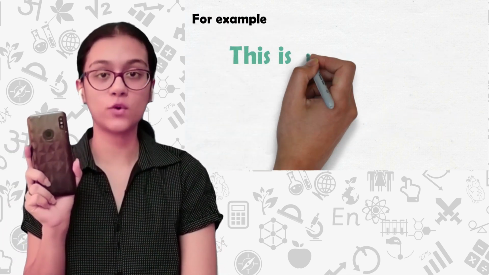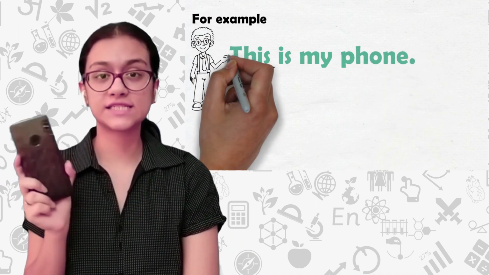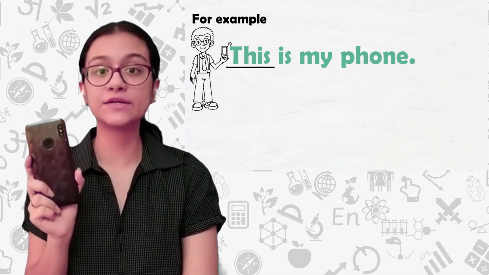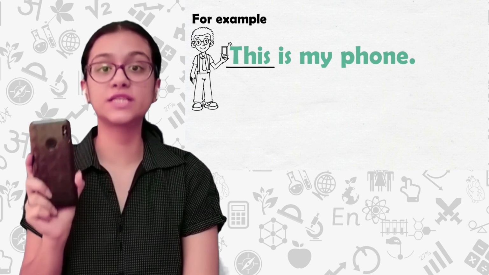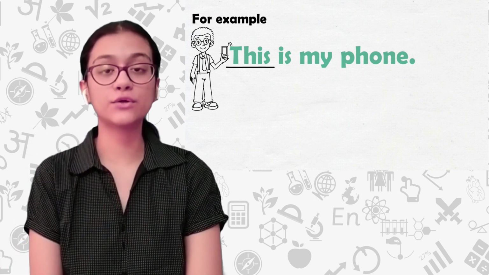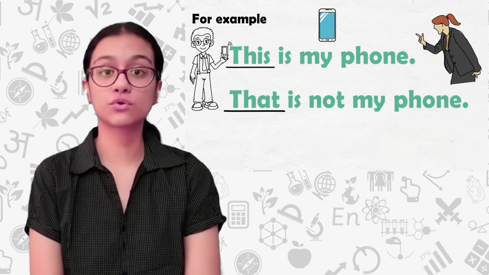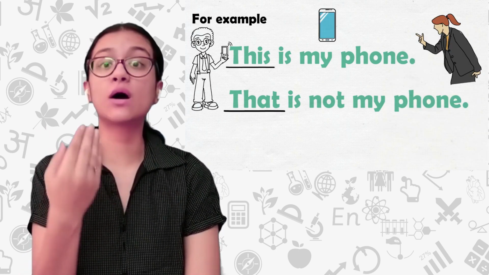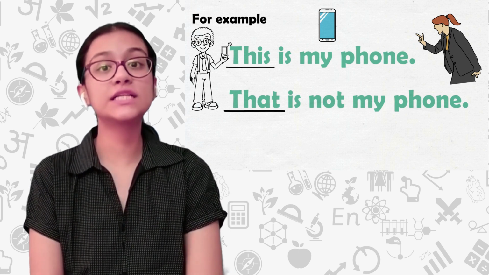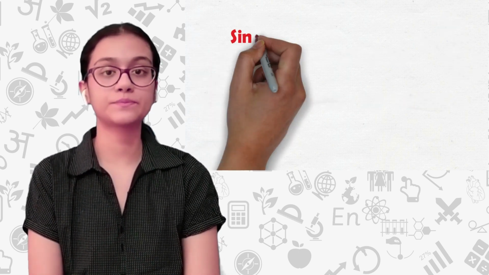हम इसका example लेते हैं. This is my phone. So this object is in my hand and it is near me. That is why I used this. And if I had to use that, that is not my phone. So that object is away from me. Hence I used that because वो दूर है.